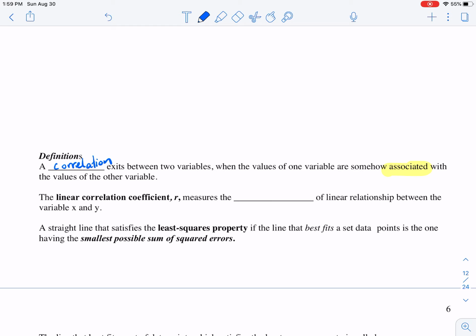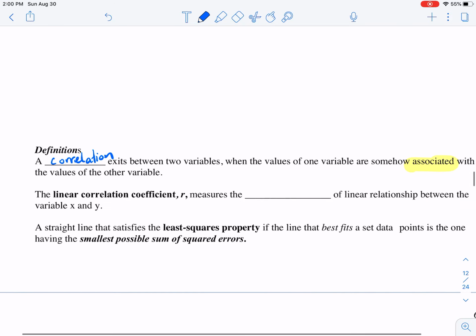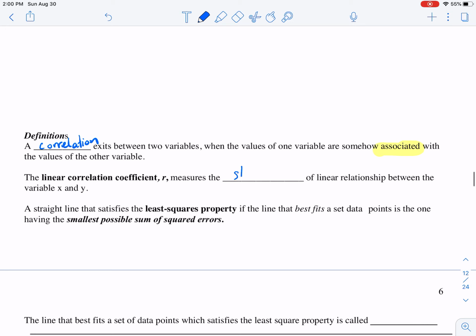And a linear correlation is when the correlation itself, the pattern itself, can be observed through a line. And we say that the correlation is linear because it can be described through a straight line. And the coefficient R measures the strength of the linear relationship between the two variables x and y.